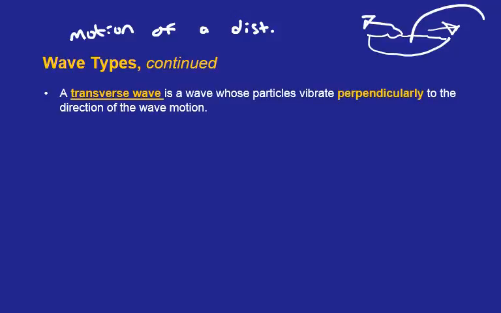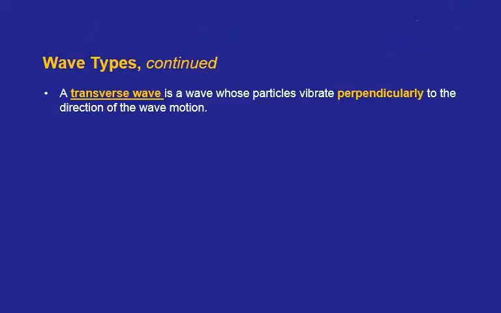Now, also with waves, it's important to remember the types of waves. So transverse waves are where the particles move perpendicular to the wave motion. So here's a wave, and let's say the boat's on the water, and the wave is going from left to right. The boat's going to move up and down.